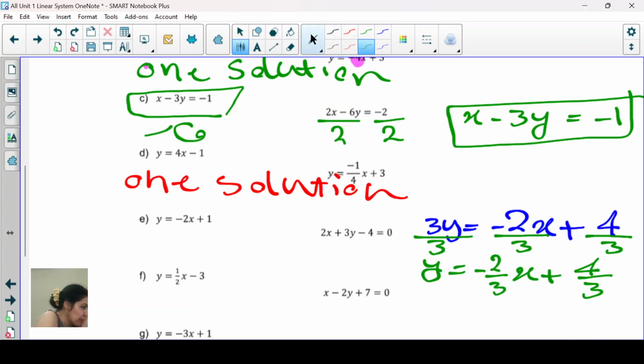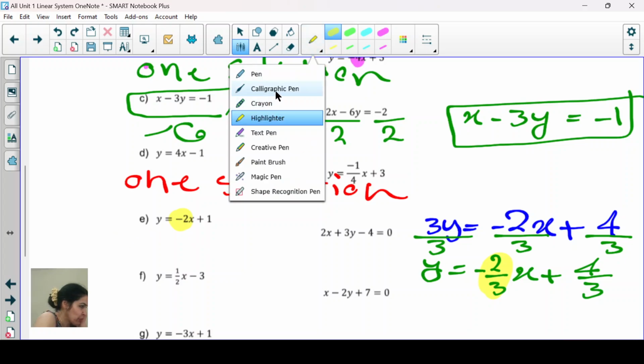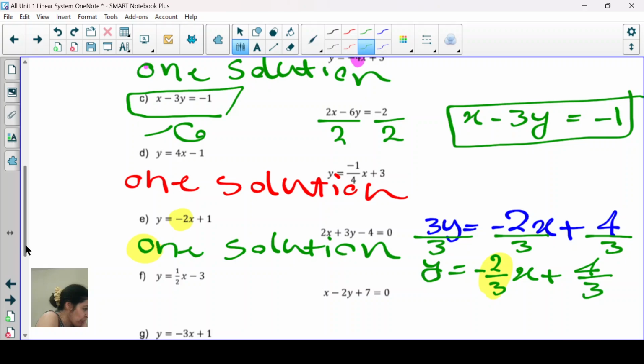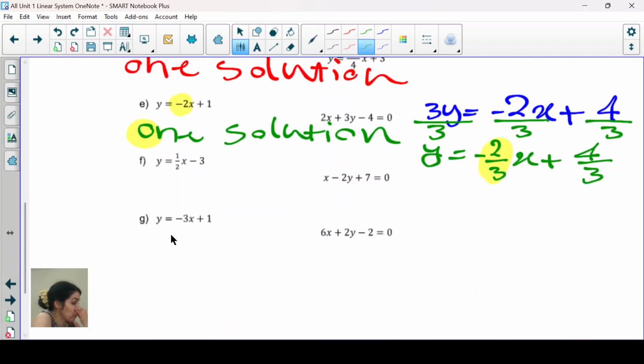So here is the slope. The slope here is negative 2 over 3 and the slope here is negative 2. They have different slopes, so there is only one solution. One solution. It is the same here. You need to isolate y, find the slope here and the slope there, and decide. So let's go to the next one.